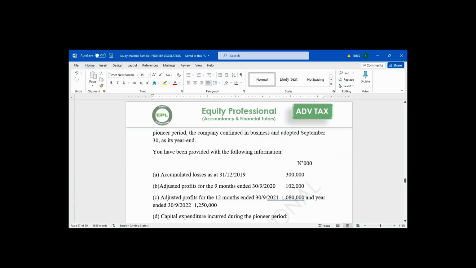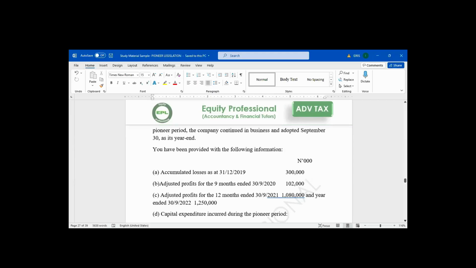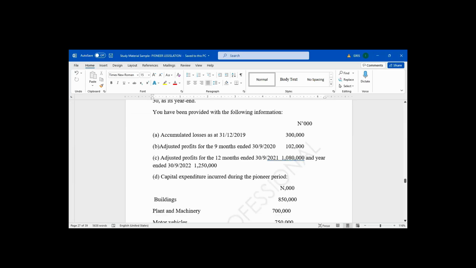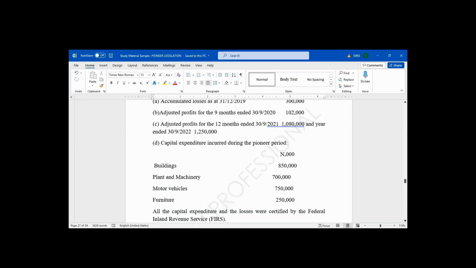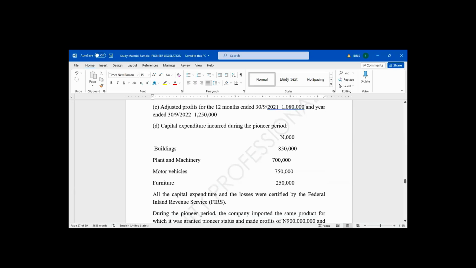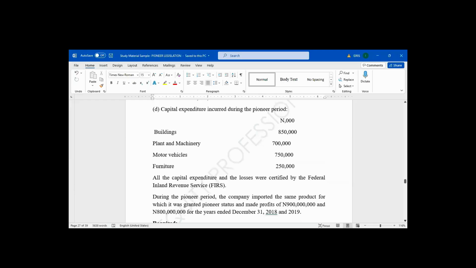You have been provided with the following information: accumulated losses as at 31st 12 2019, adjusted profits for the 9 months ended 30th 9 2020, adjusted profit for the 12 months ended 30th 9 2021, capital expenditure and year ended 30th 9 2022. Capital expenditure incurred during the pioneer period: buildings, plant and machinery, motor vehicles, furniture. All the capital expenditure and the losses were certified by the Federal Inland Revenue Service.